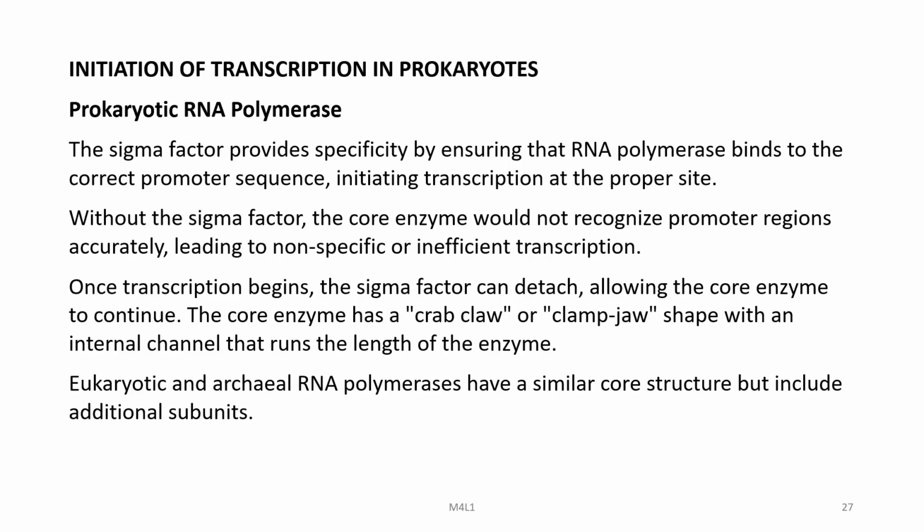The sigma factor is like a person who goes and introduces you to the house you want to visit, and then after introducing you to the house you want to visit, it will go away. So, once the transcription begins, the sigma factor can detach, allowing the core enzyme to continue. The core enzyme has a crab claw or clamp jaw shape with an internal channel that runs the length of the enzyme. Eukaryotic and archaeal RNA polymerases have a similar core structure, but include additional subunits.